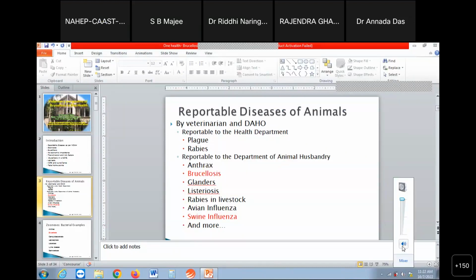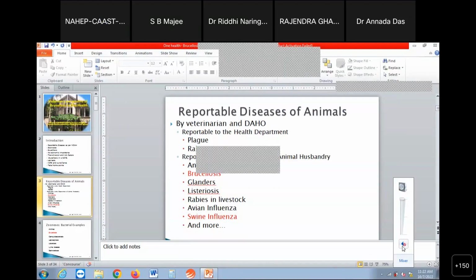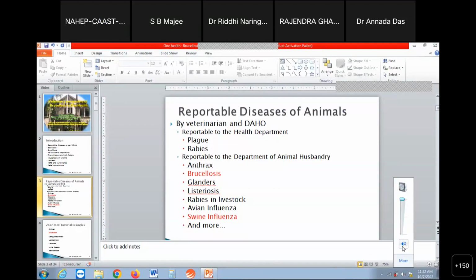Some of the reportable diseases include plague and rabies, which are reportable to the health department, as they concern human health. Those reportable to the animal husbandry department include anthrax, brucellosis, glanders, listeriosis, avian influenza, swine influenza, and many more. So we will concentrate today on brucellosis.